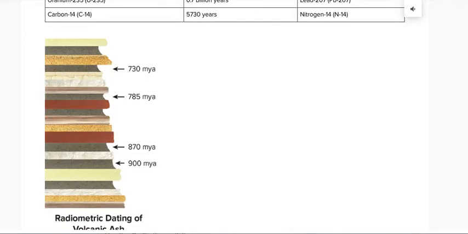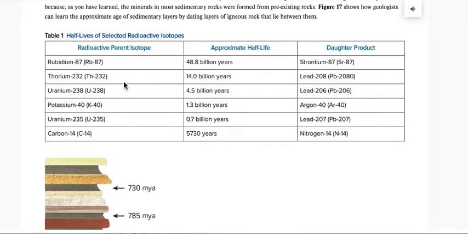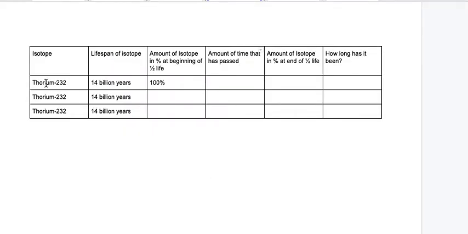So I kind of want to show you what that would look like. And I gave you the example here of thorium, which has a half-life of 14 billion years. Okay, so if we started here at thorium and we had 14 billion years, that is the lifespan of the isotope, or the length of time for a half-life. So maybe I should put that: length of time for one half-life of the isotope.